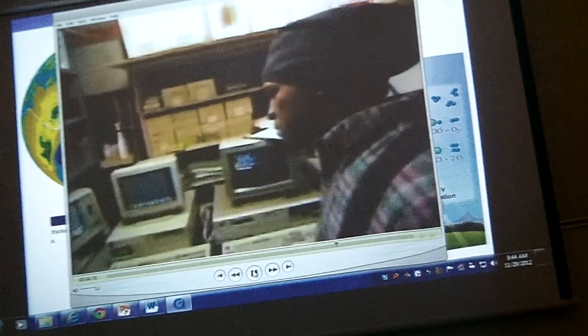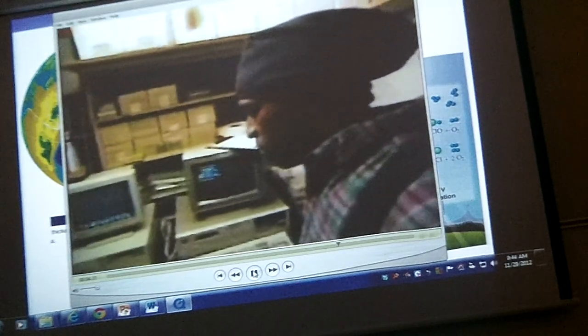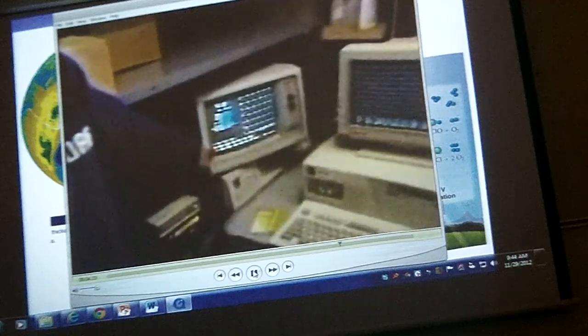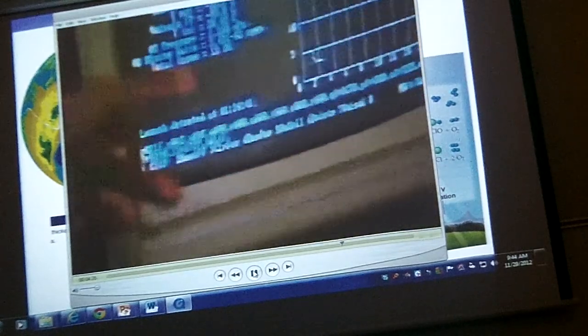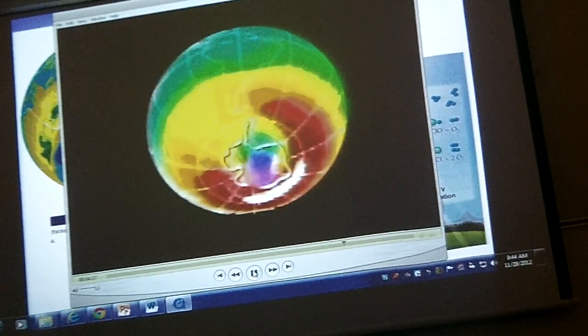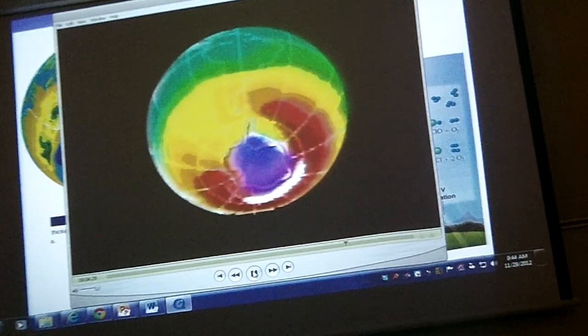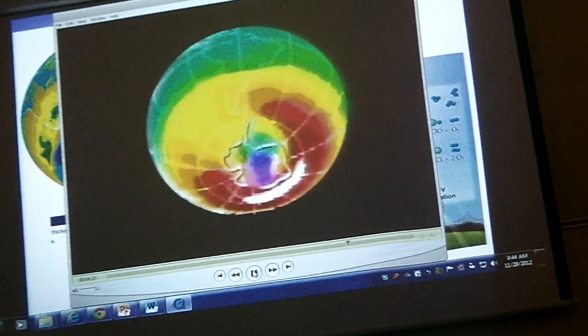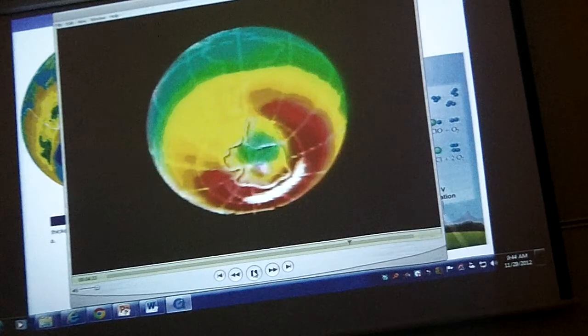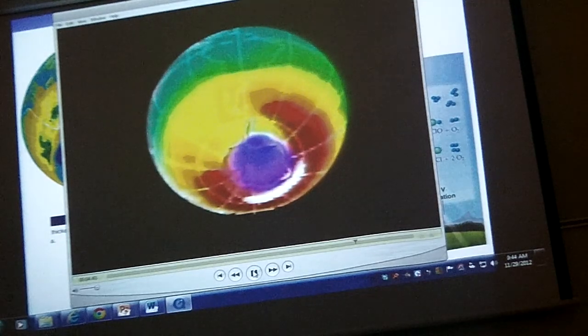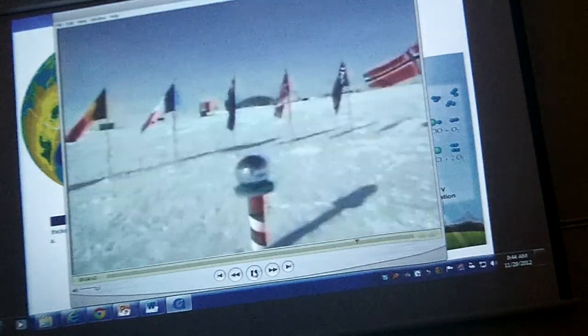Compared to last year, the ozone hole is filling back in at a much slower pace. Last year, the ozone hole appeared very quickly, stood there for several months, and then filled back in very quickly. This year, it's staying around a little bit longer, and it's filling in a lot slower. What is the reason for that? We don't know yet. It's too early to tell, really.